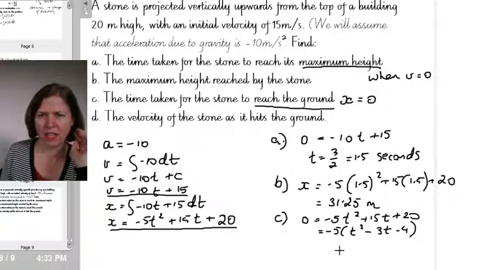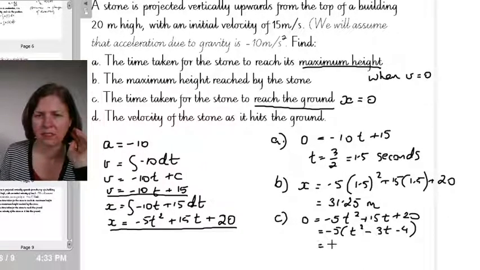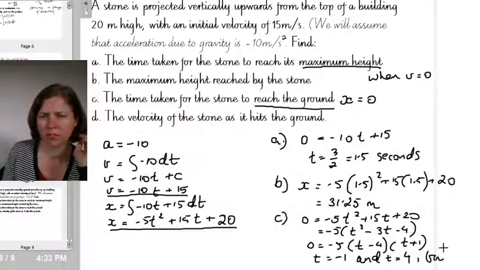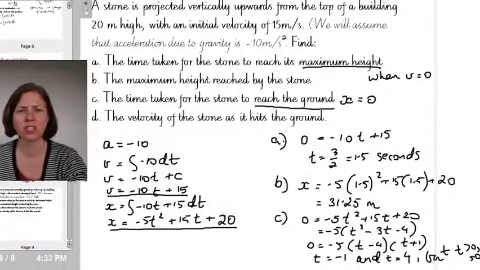So I'm going to have negative 4 and 1. t minus 4 and t plus 1. So if that equals 0, then that's going to give me the solutions t equals negative 1 and t equals 4. But t is time, so t must be positive. So t equals 4.